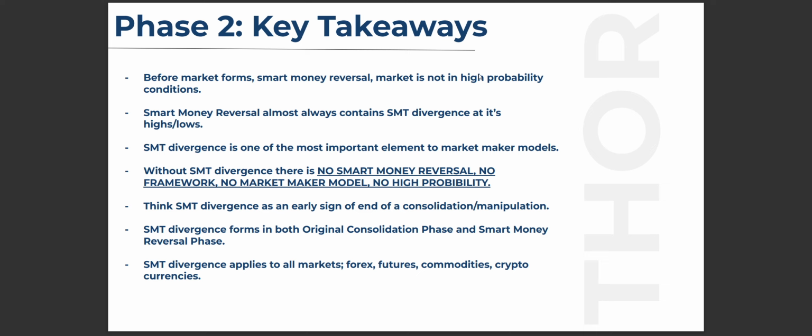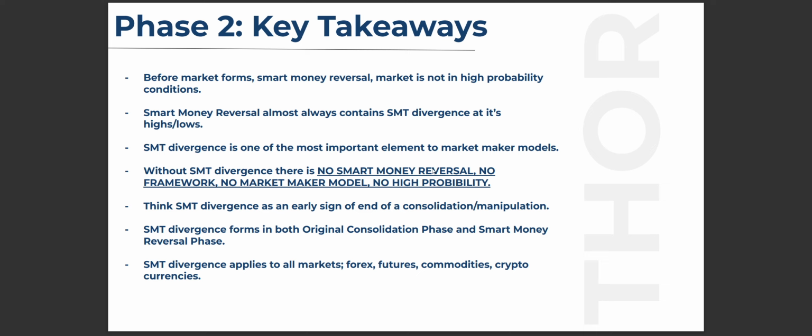So SMT divergence is one of the most important elements of market maker models because time is everything. I tell this to everybody: you don't have to be right at all times. That's impossible. You can't have a 100% win rate, or predict the market correctly all the time. What matters, your aim, is being wrong but being less wrong. Being less wrong means timely executions. That's where SMT divergence comes in handy. It helps you get the best entry and the highest probability PD array.